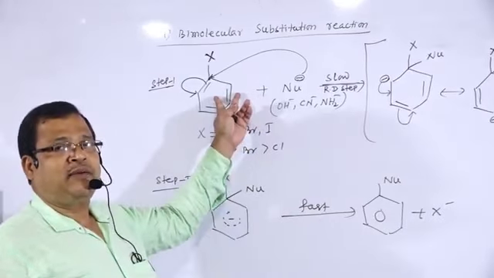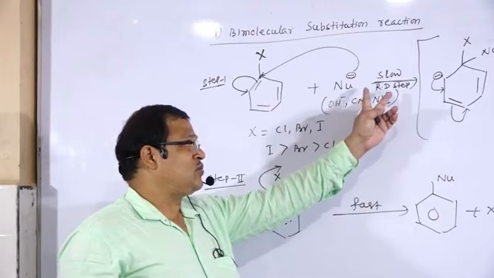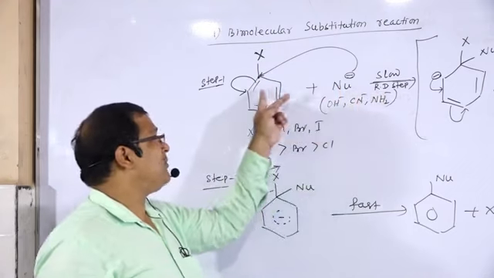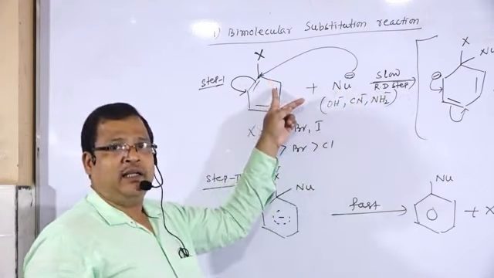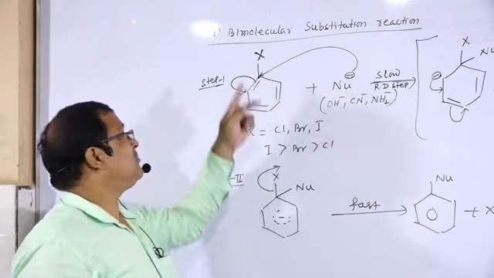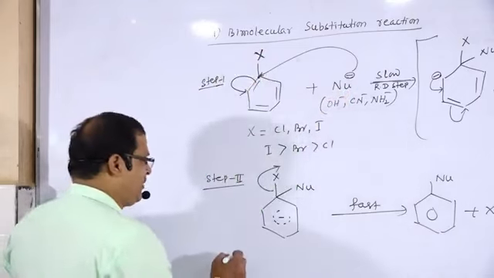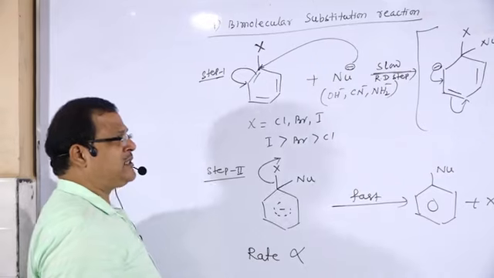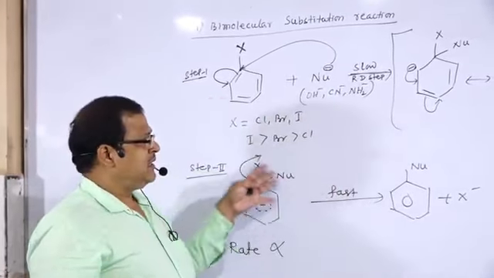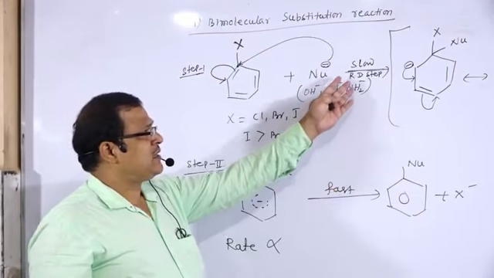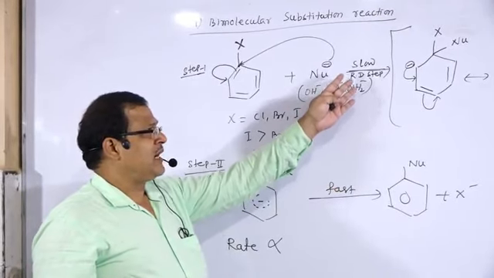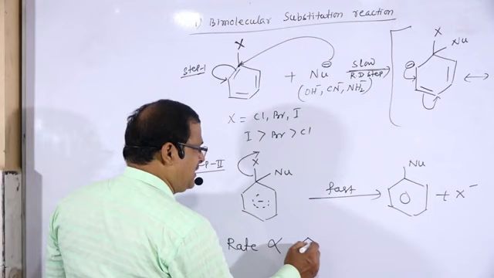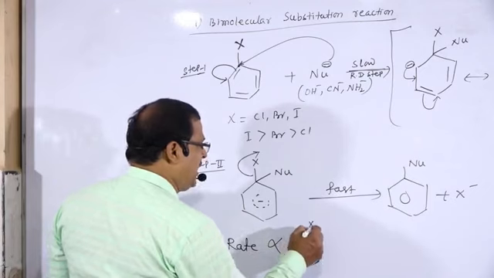Step 1 is the slow step, that is the rate determining step. At the rate determining step, there is the involvement of two species, that is aryl halide and nucleophile. Therefore that is bimolecular. We know that the slow step is defined as the rate determining step. Whenever a reaction takes place in many steps, the slowest step is treated as the rate determining step. And at the rate determining step, there is the involvement of two species, one is the nucleophile and another is the aryl halide.